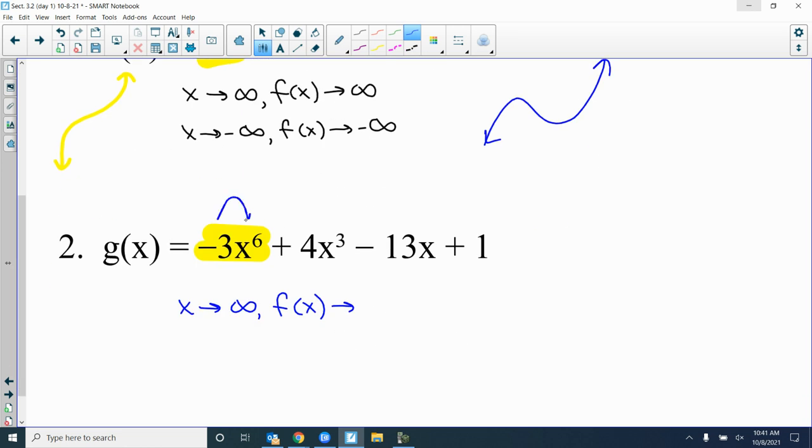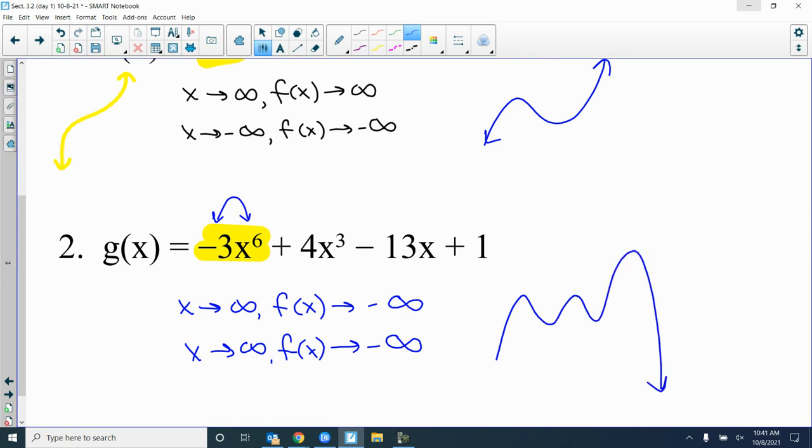So that opens down. So it's going to go to negative infinity for both of those. f of x goes to negative infinity. It does not matter about the x cubed, it does not matter about the x, it does not matter about the 1. It's just as we go all the way to the right, all the way to the left, this is what's going to happen. Now, there could be a lot more going on in between, but it just has to start and end that way.